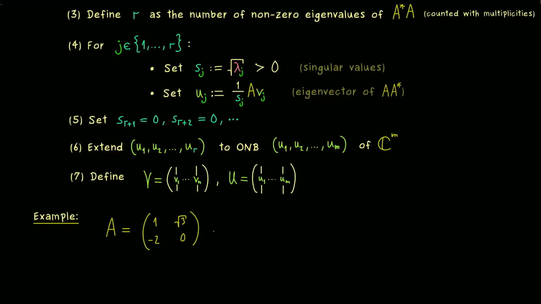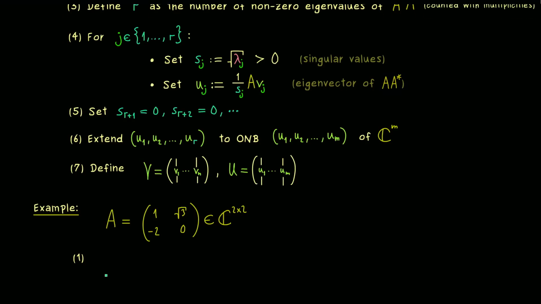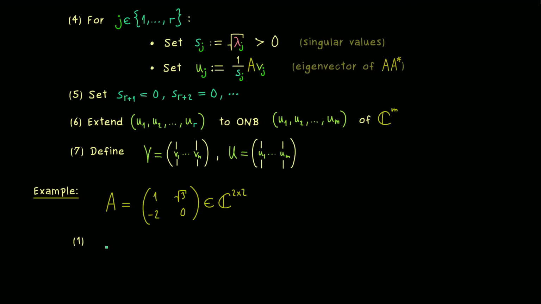So in this case we have a square matrix, which means there is no difference between n and m, so everything is a little bit simpler. But still we can go through all the steps, and let's start with point 1, where we have to calculate A star A. Not a complicated calculation, we get 5, square root of 3, square root of 3 and 3. Moreover, the characteristic polynomial is also not so complicated, and I just tell you what we get.